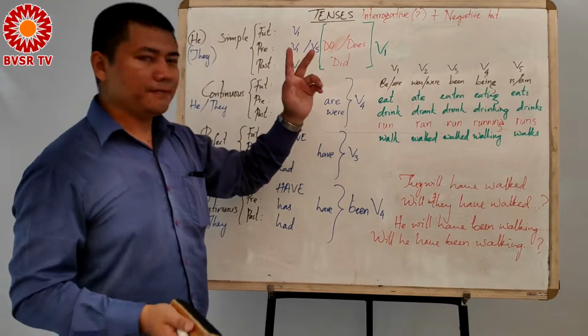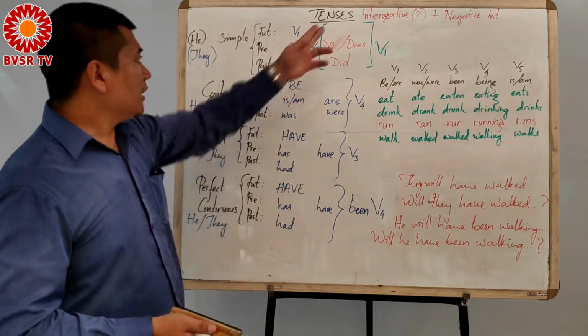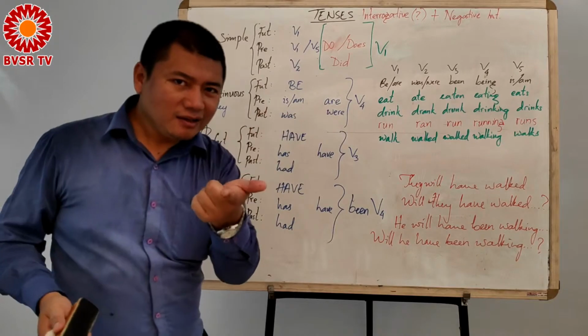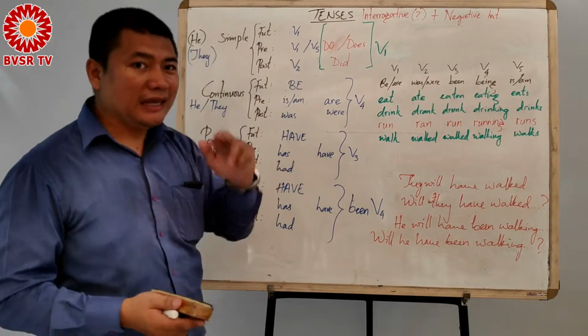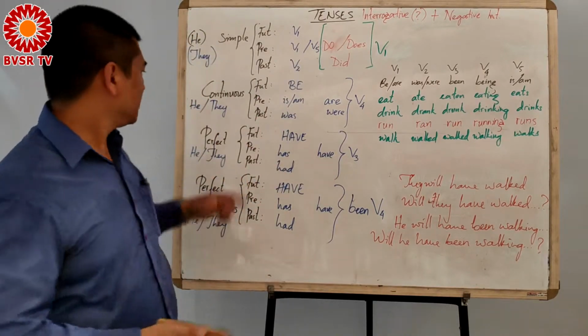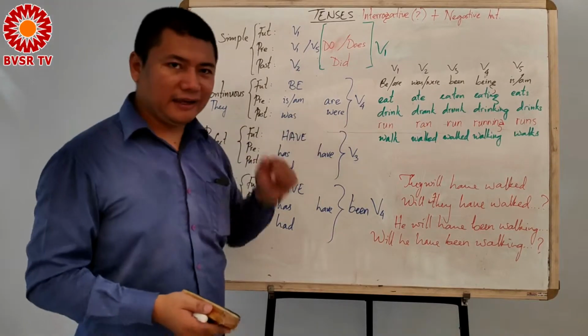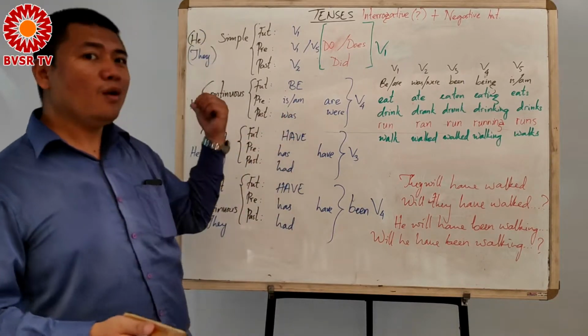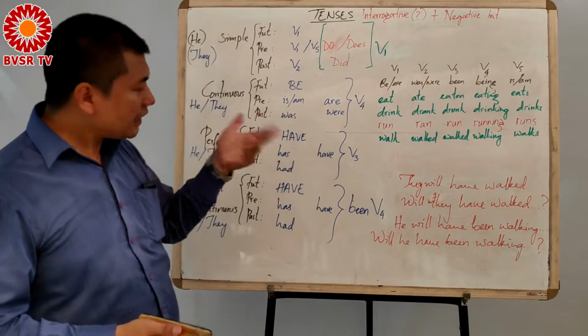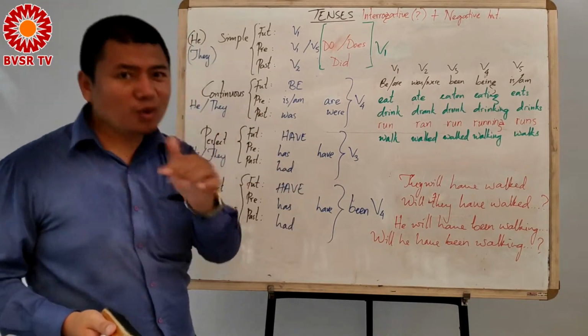He is walking. Interrogative, is he walking? Negative interrogative, is he not walking? He was walking. Interrogative, was he walking? Negative interrogative, was he not walking?